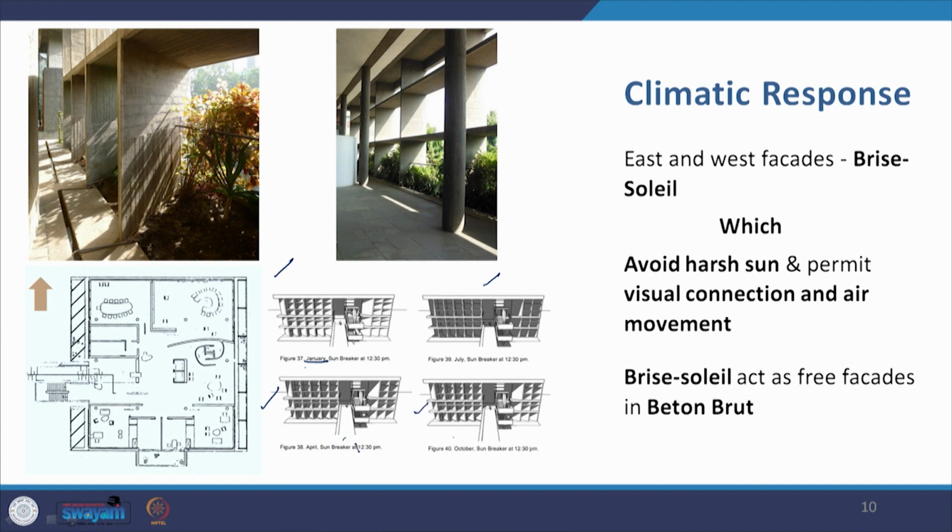October and April seem to be very similar in the response, whereas in January you are getting maximum sun penetration from the west side with this west brise soleil. So the sun path analysis clearly shows us that this is an efficient brise soleil for this building, and this also acts as a free facade in rough concrete or beton brut.